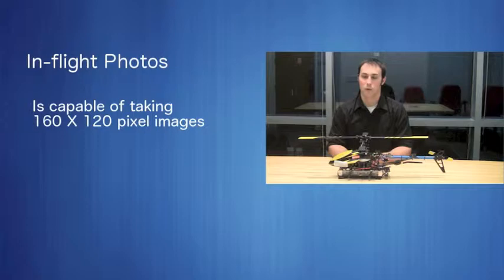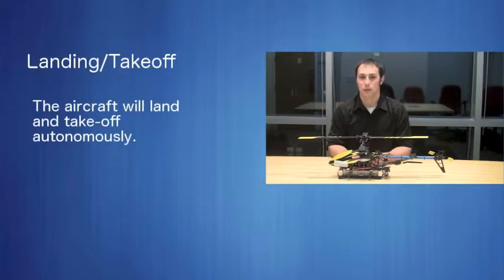The fourth engineering requirement is called in-flight photos. In-flight photos means that there needs to be a camera module on board the aircraft that can take pictures of 160 by 120 pixels and transmit them wirelessly back to the user interface, where it can be reconstructed on the GUI screen. This test has been successfully passed. The fifth engineering requirement is called landing takeoff. The landing takeoff requirement means that the UAV can autonomously take off and land with the push of a button. This test has been successfully passed.